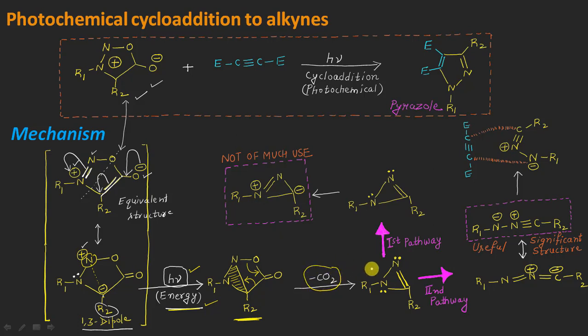We will end up with this type of intermediate here, right, in which a three-membered cyclic structure is present with two nitrogen atoms and one double bond, right? And after that, two different pathways are now possible. The first pathway is what? Let me draw the same structure twice here, so that I can show you the first pathway, which goes like this here.